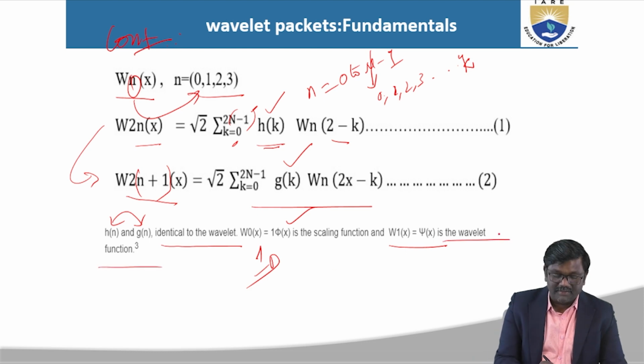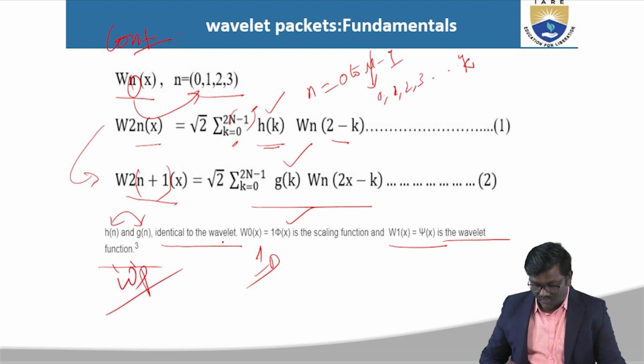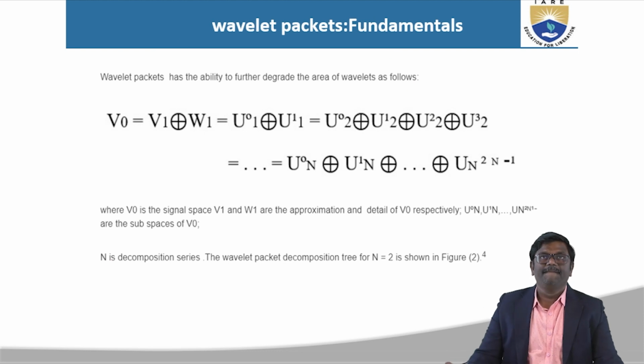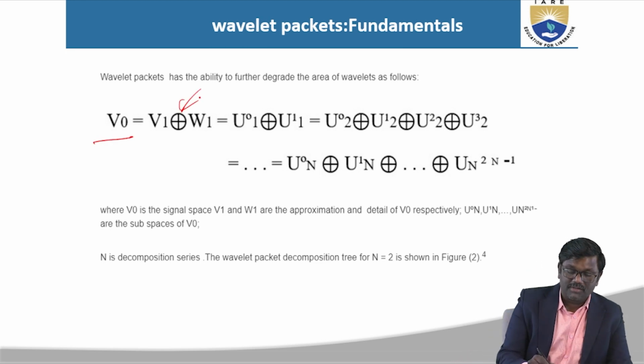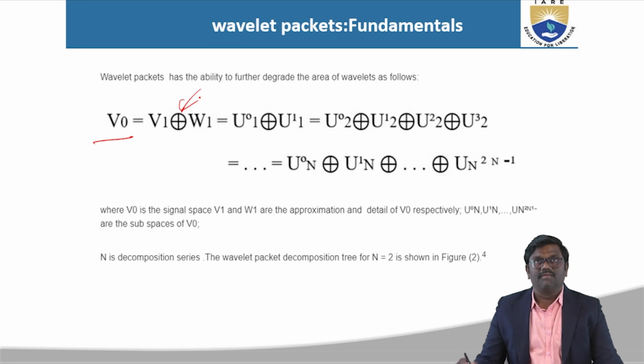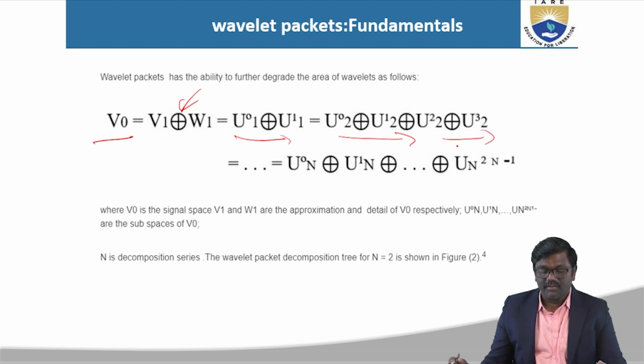So the wavelet function is nothing but what you will expect in terms of your WP. What do you mean by WP? It is wavelet packet. Okay. So wavelet packets, which we are understanding here, have the ability to further decompose the wavelets as follows. That we represent V0 as the convolution, that is the product of V1 and W1, which varies, so that product value gives your single packet.